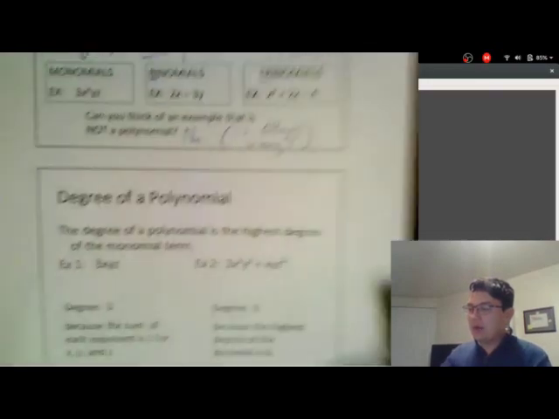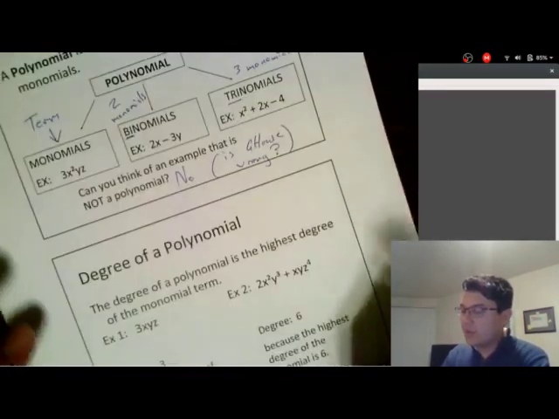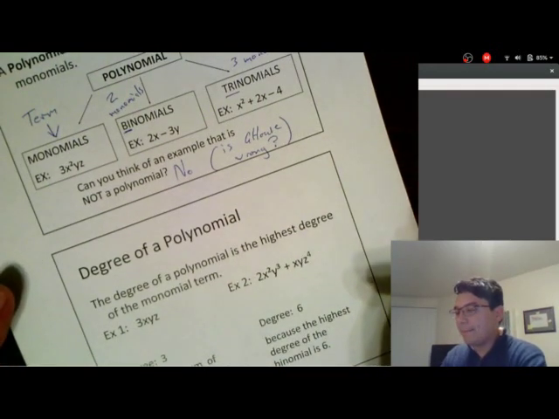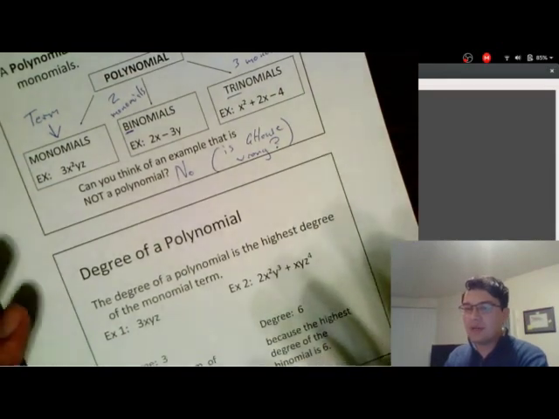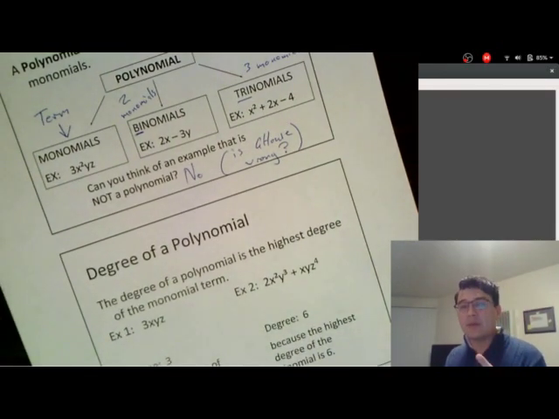Okay, the next part of this is going to be the degree of a polynomial. So the degree of a polynomial is the highest degree of the monomial term. So when we're talking about degree, most of the time we're just going to be looking at things that have a single variable. So we'll just be looking at x's.